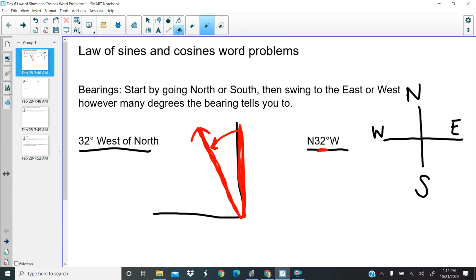So then I'm going to erase this part where we just went north because we're really going north 32 degrees west. And so our 32 degrees is going to be this angle right here. So if you see something like this, where you're heading 32 degrees west of north or north 32 degrees west, that's how you're going to draw that out.